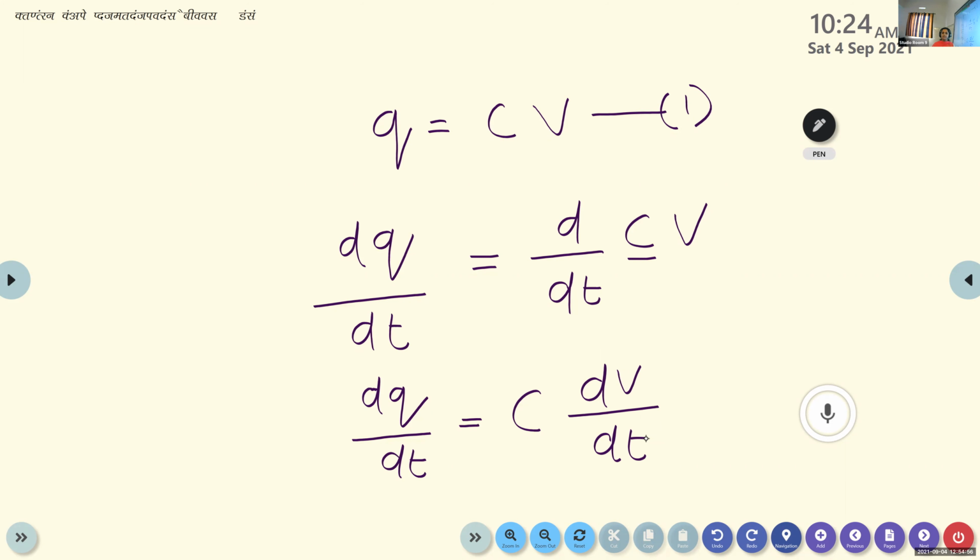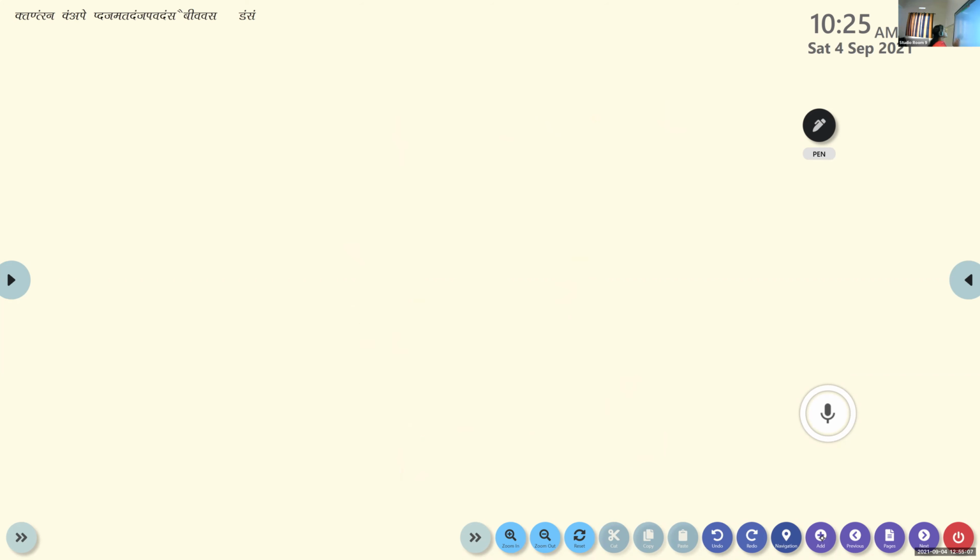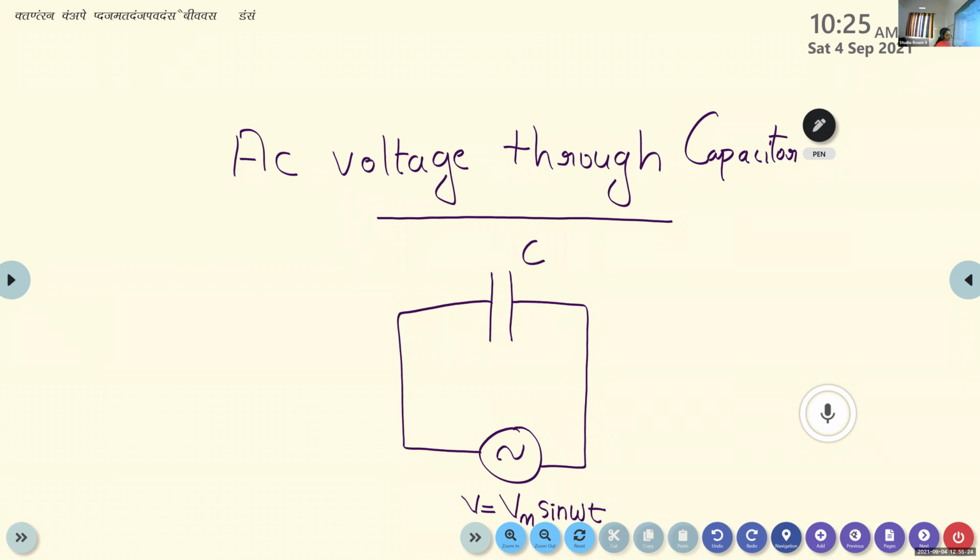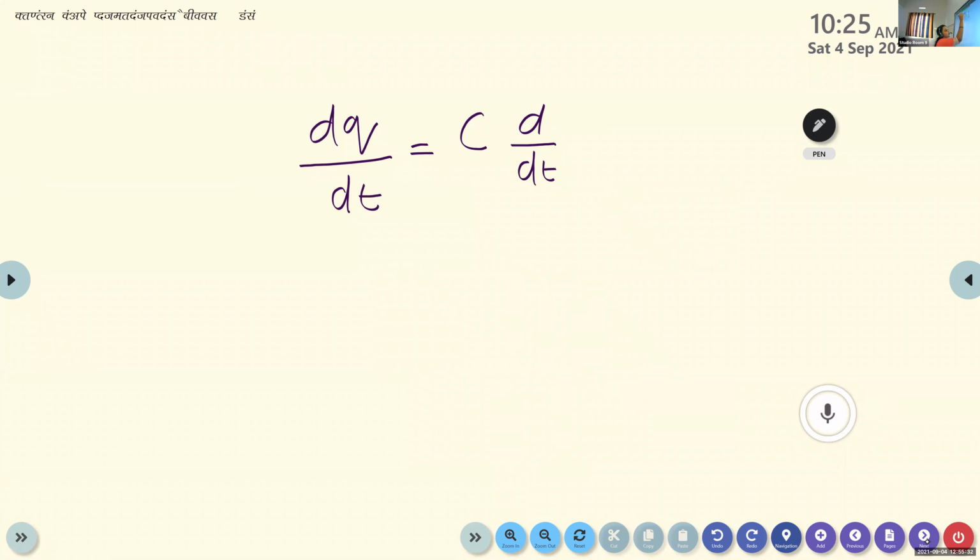So dV by dt: here we are applying an alternating source of EMF. So instead of that symbol V, we need to substitute Vm sin omega t. So the equation becomes dq by dt is equal to C into d by dt of, instead of V, here V is the applied voltage. In the present case, we are applying an alternating source of EMF, V is equal to Vm sin omega t. So we substitute C into d by dt of Vm sin omega t.